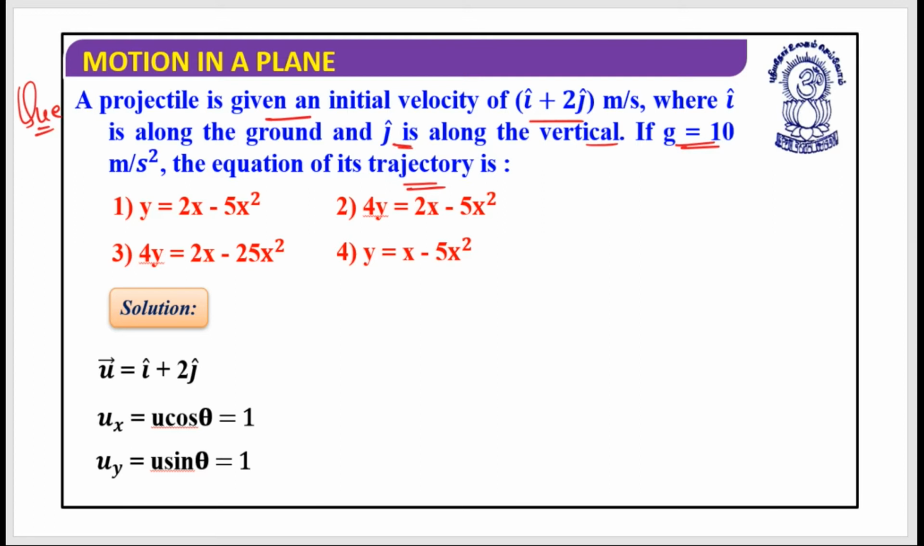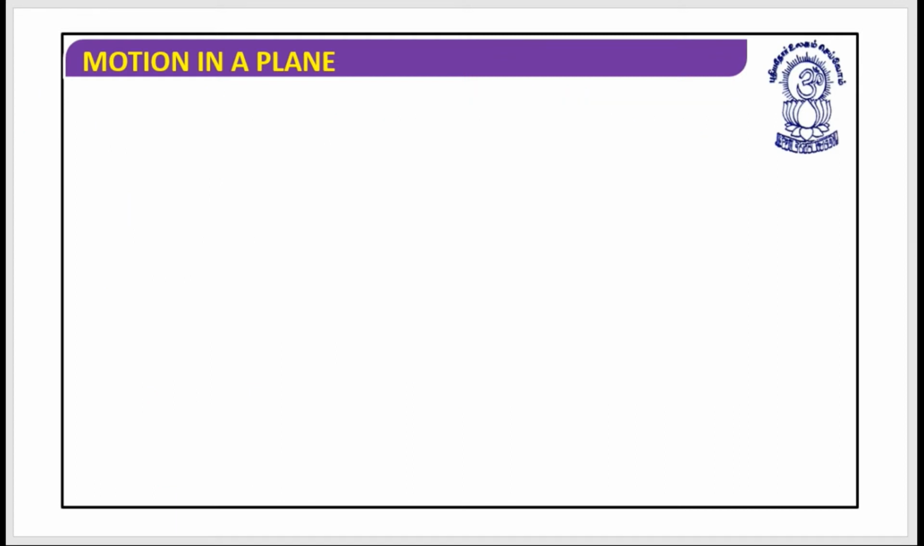You have been given that u is equal to i plus 2j. This can be written as ux i cap plus uy j cap. So if I write this, ux is u cos theta, given as 1, and uy is u sin theta, sorry, u sin theta is given as 2. So the equation of trajectory is required. I can write it like this.